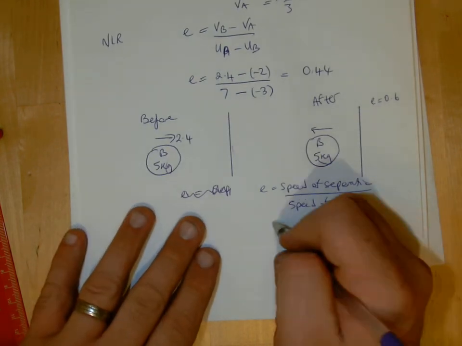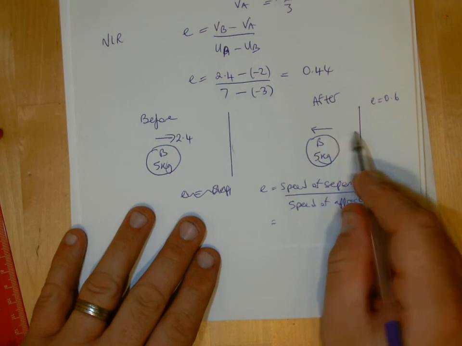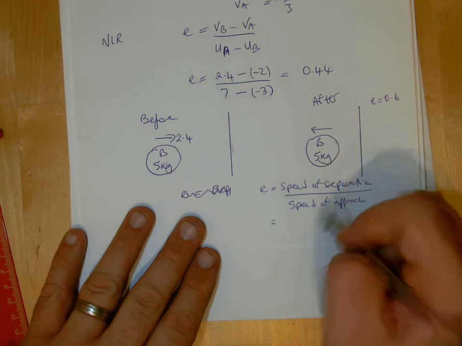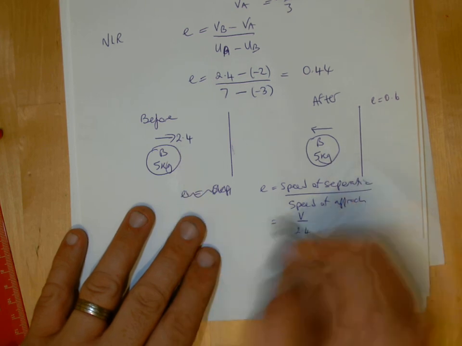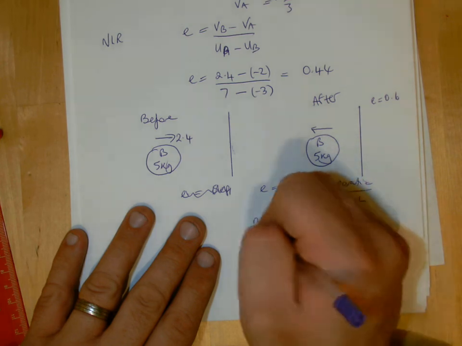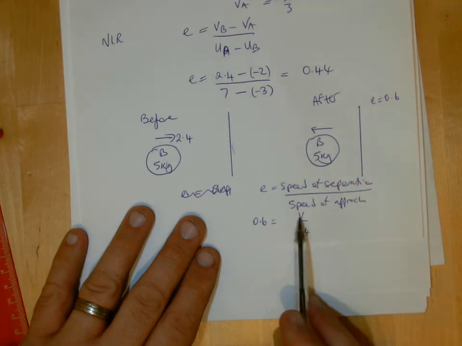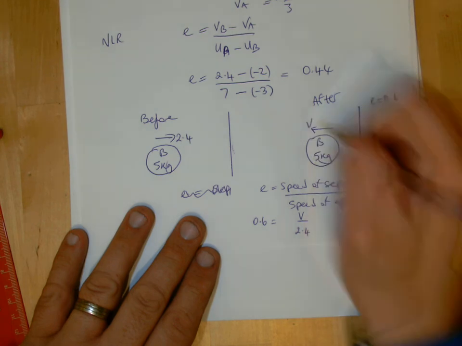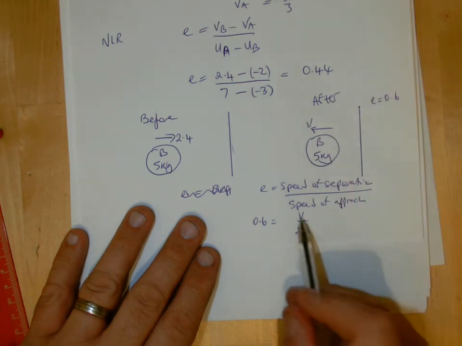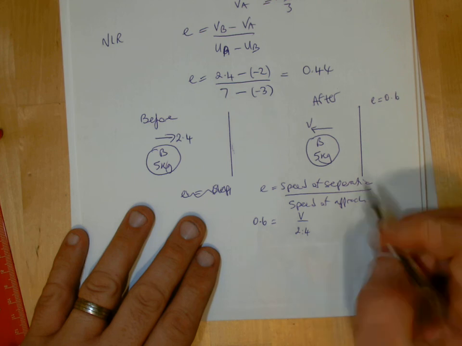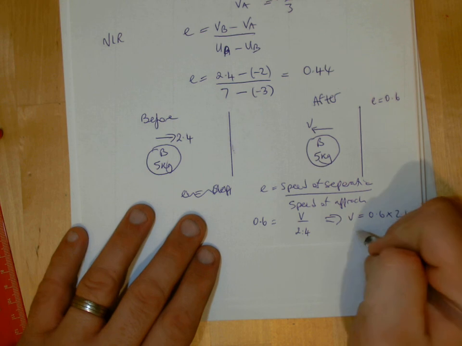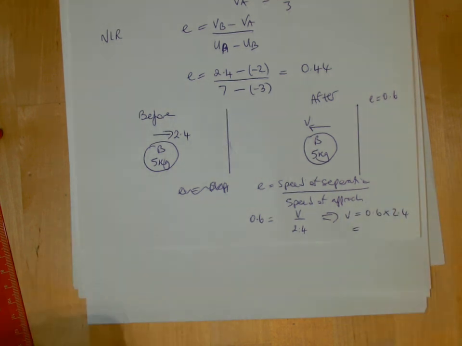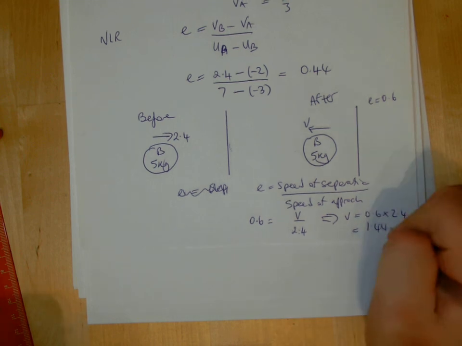So the speed of separation is after the impact with the wall, but I don't know what it is, so I'll just call that V. The speed of approach was 2.4, and that will equal my E, which is 0.6. So all I've got to do to get V, the speed of separation from the wall after the impact, is take the 2.4 and multiply by the 0.6. Okay, and I get my answer, which will be 1.44 meters per second.